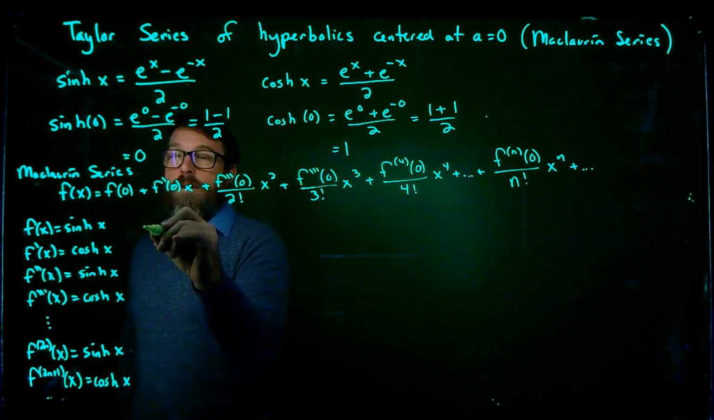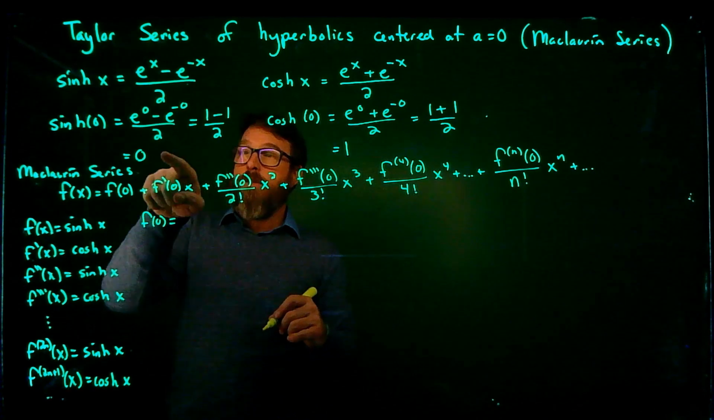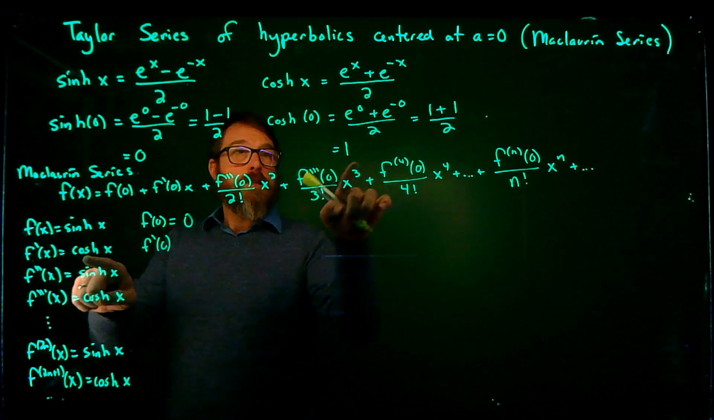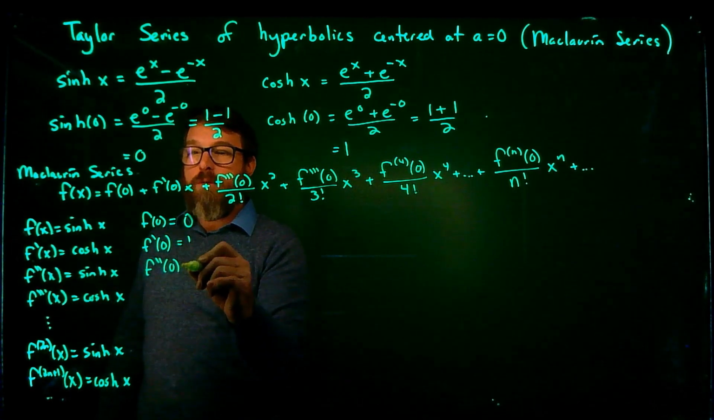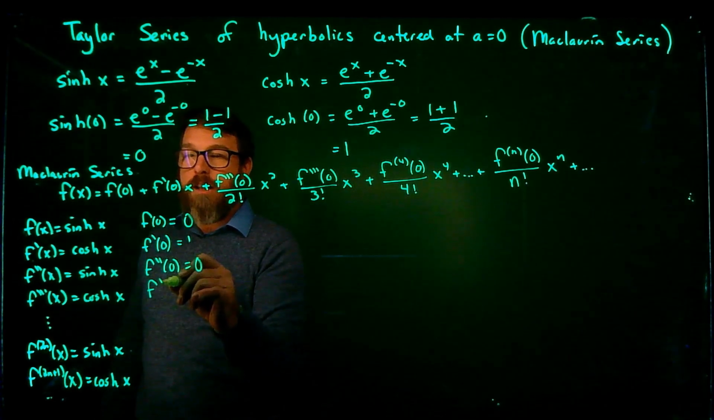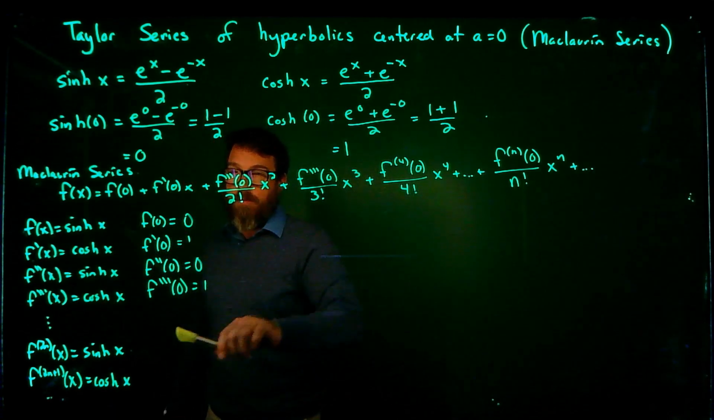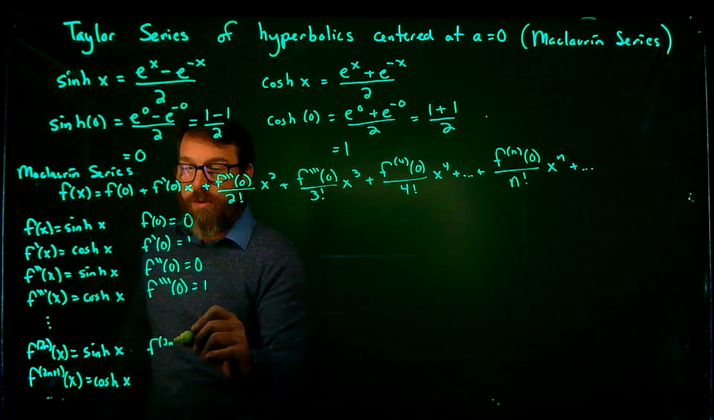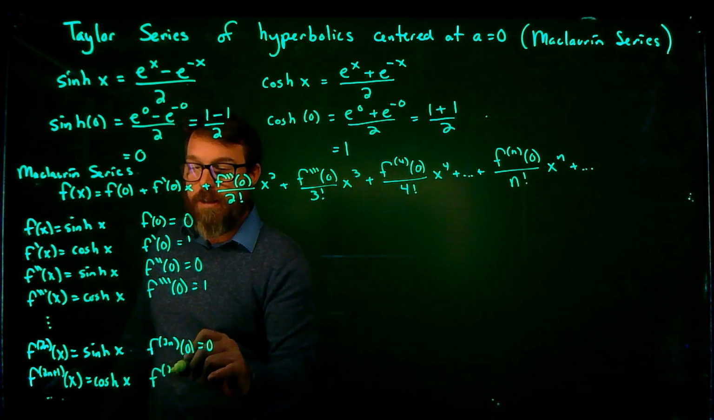So now let's evaluate these things at 0. What is f of 0? Well, the hyperbolic sine of 0 we just found is equal to 0. And then what is f prime of 0? Well, that's the hyperbolic cosine of 0, which is equal to 1. And then f double prime of 0 is going to be back to 0 because it's hyperbolic sine. And then the triple prime of 0 is equal to 1. So this is going to bounce back and forth between 0 and 1. The even derivatives, f to the 2n of 0, are equal to 0, and the odds are 1.